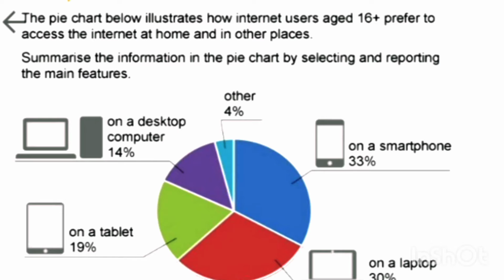I'm just sharing a question with you related to pie chart only. Now here the question is, the pie chart below illustrates how internet users aged 16 plus prefer to access the internet at home and in other places. Summarize this information in the pie chart by selecting and reporting the main features. So you can see the different sections, like on a desktop computer 14%, other 4%, on a smartphone 33%, on a laptop 30%, on a tablet 19%. So in the introduction, what will you write?